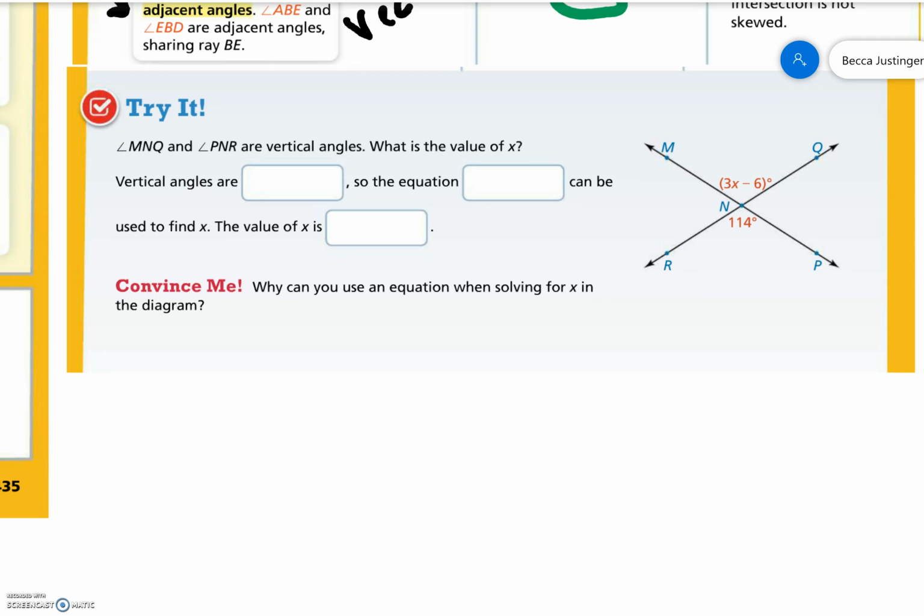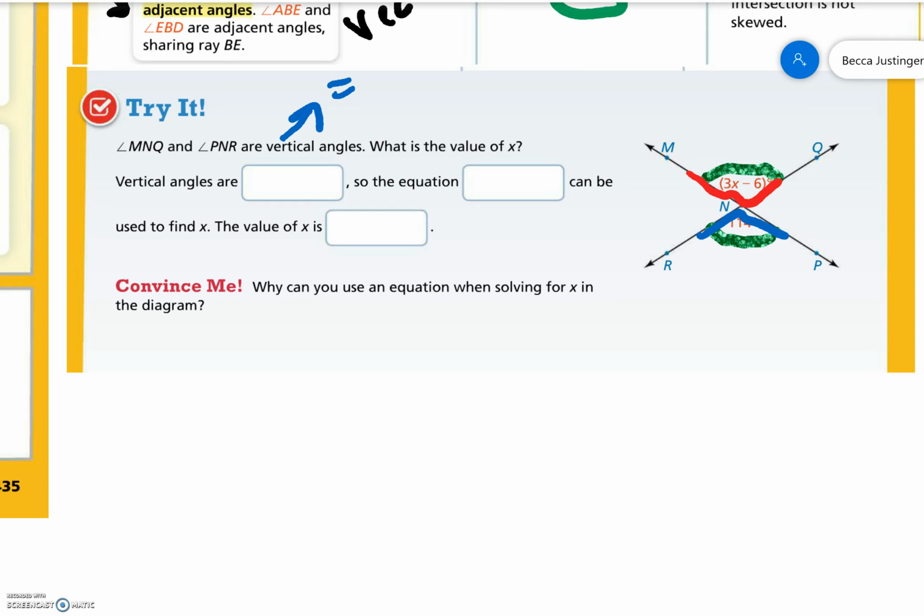Angle MNQ and PNR are vertical angles. Let's see where that is. MNQ and PNR. Vertical angles, yep, there they go. Make the V for vertical. So they're vertical angles, which means they are congruent, they are equal. What is the value of x?